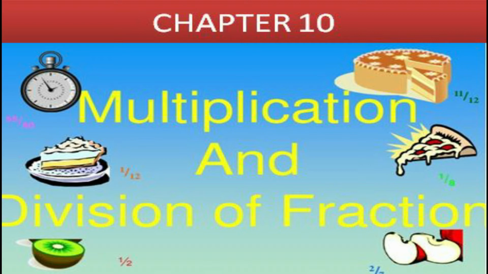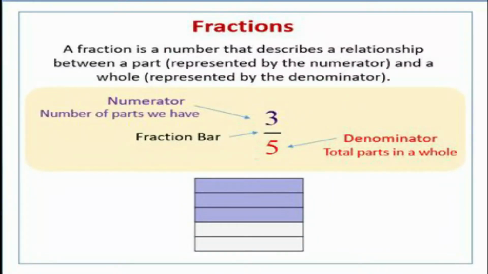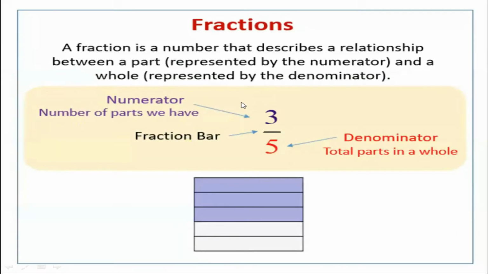Today we are going to learn in semester 2 textbook chapter 10, multiplication and division of fractions, page number 78. Fractions. A fraction is a number that describes a relationship between a part represented by the numerator and a whole represented by the denominator. For example, 3 by 5. Here 3 is the numerator, that is, the number of parts we have is 3, and this is the fraction bar, and this 5 is the denominator, that is, the total parts in a whole.